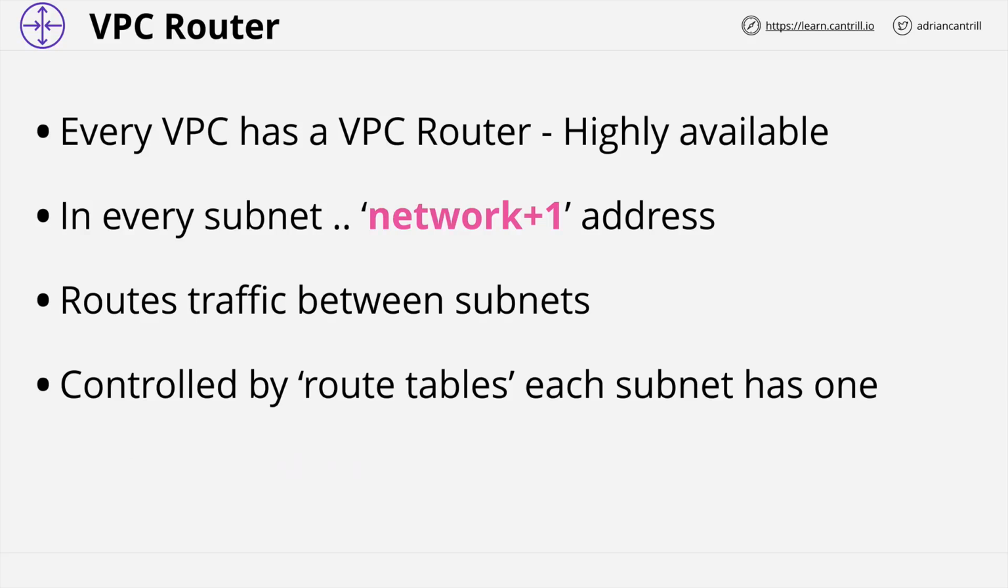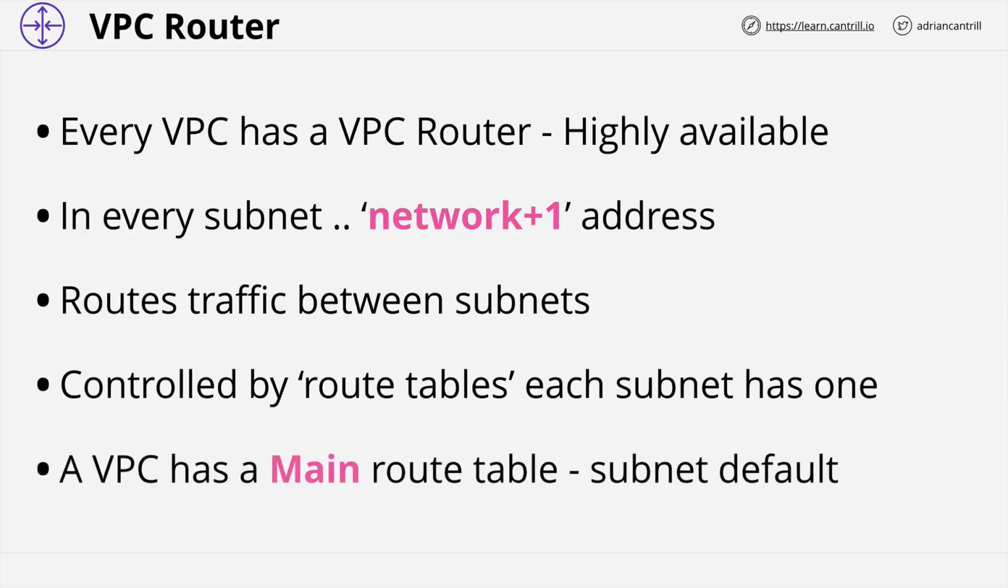A VPC is created with what's known as a main route table. If you don't explicitly associate a custom route table with a subnet, it uses the main route table of the VPC. If you do associate a route table that you create with a subnet, then when you associate that, the main route table is disassociated. A subnet can only have one route table associated with it at any one time, but a route table can be associated with many subnets.